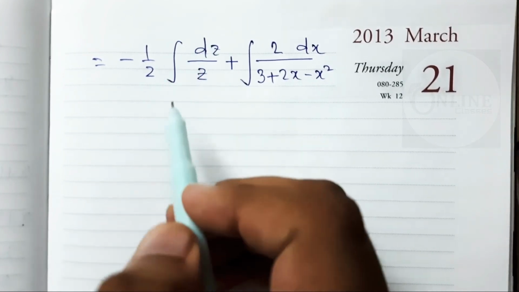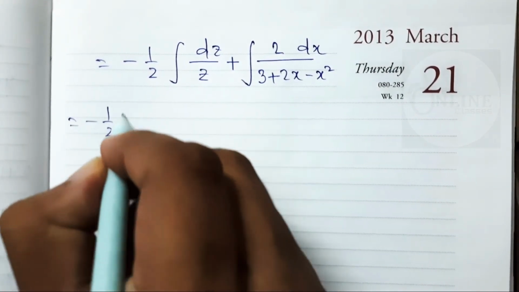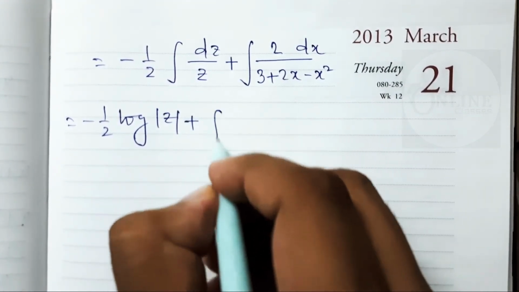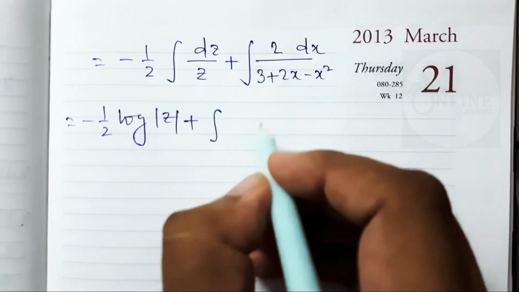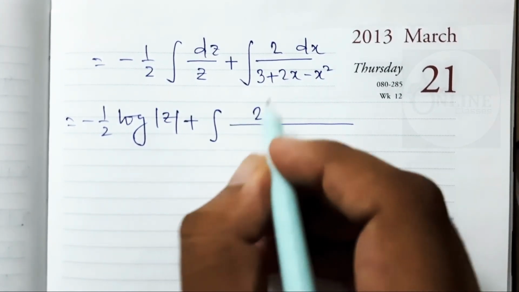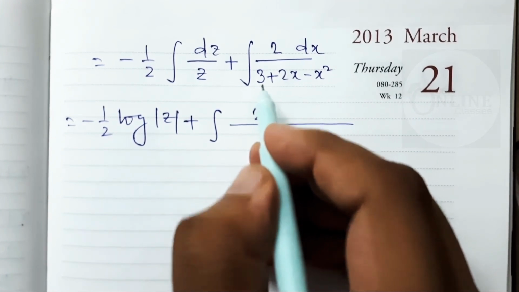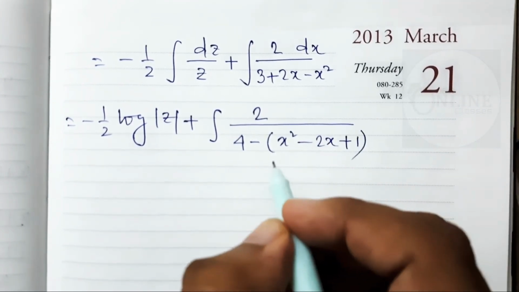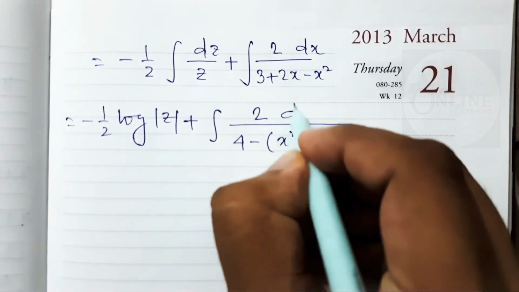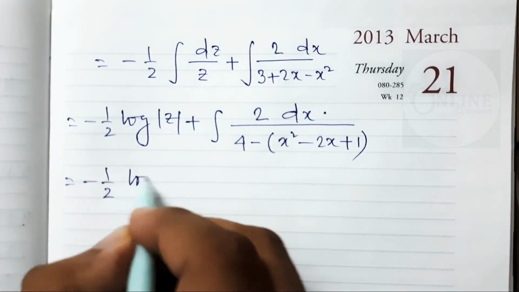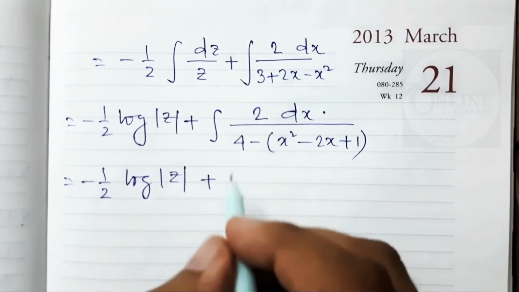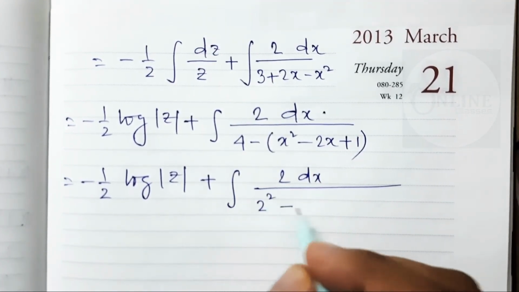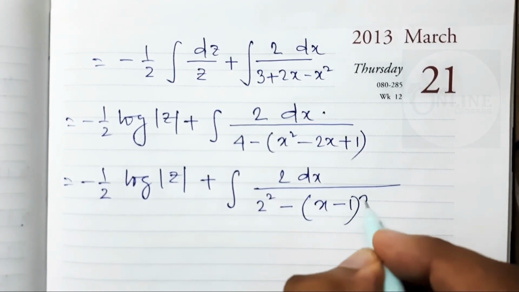This is already there. Now this integration is very simple. It is going to be log of mod z, isn't it? So it is half log of mod z, and this integration we need to do. For that, we are arranging this denominator as follows: 2 by, I am writing this 3 as 4 minus 1. So it is 4 minus x square minus 2x plus 1. See, this is matching, isn't it? So this is dx. Now minus half log of mod z, this is already done, and here we can write it as 2 square minus x minus 1 whole square.